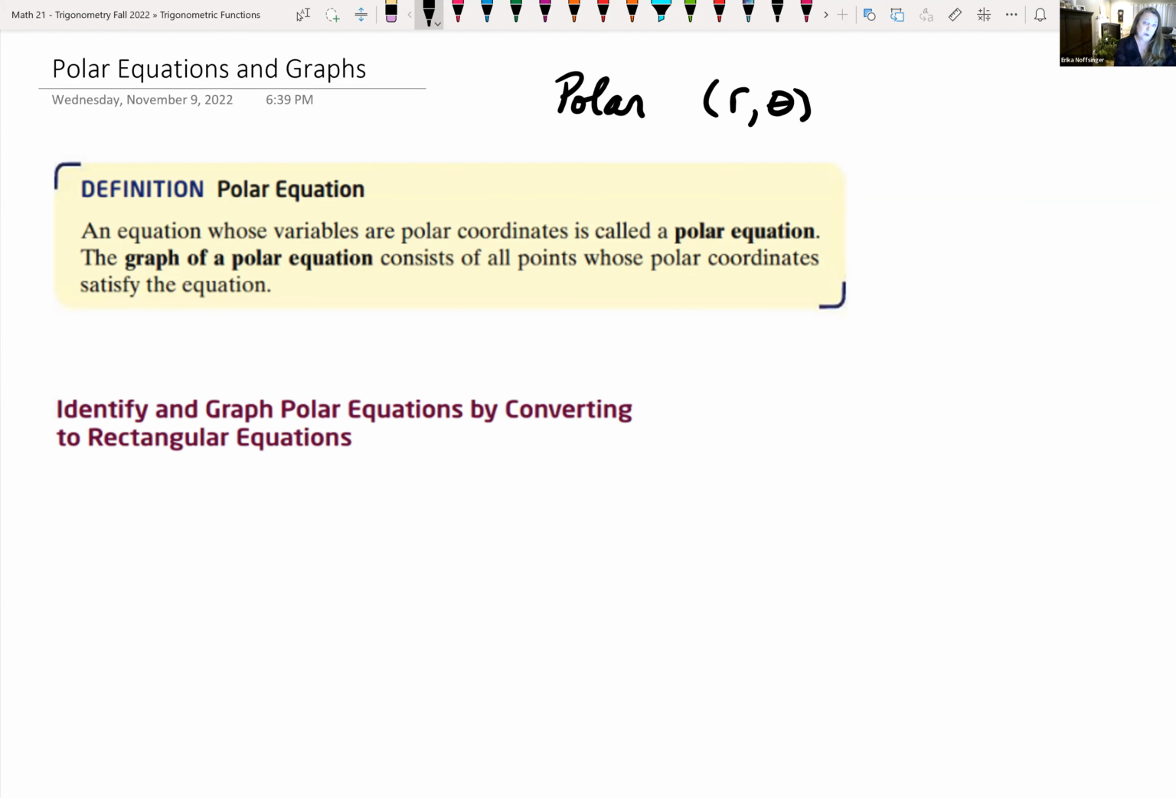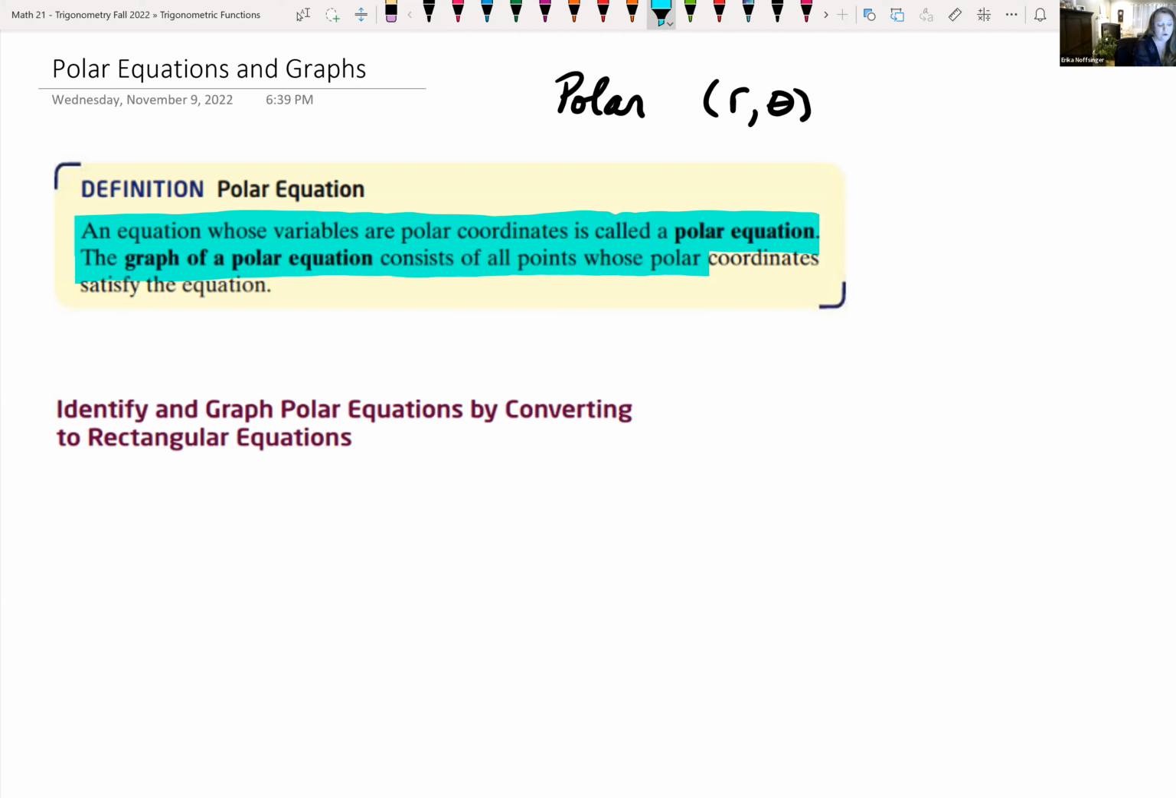So in this video, we're going to look at graphing polar equations. And so let's look at what a polar equation is. A polar equation is an equation whose variables are polar coordinates, and that's called a polar equation. The graph of a polar equation consists of all points whose polar coordinates satisfy the equation.